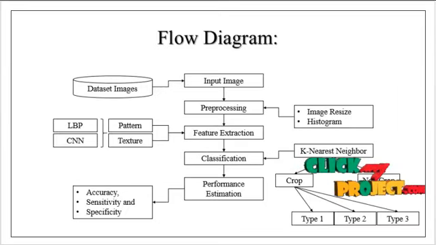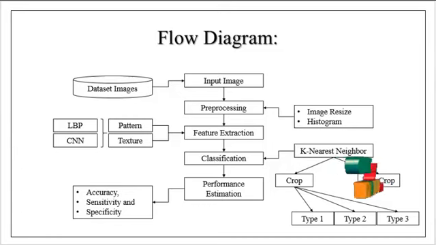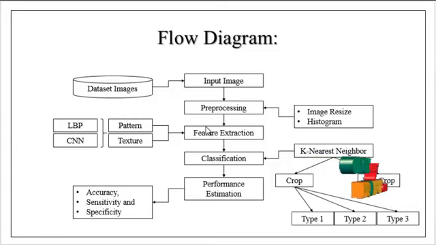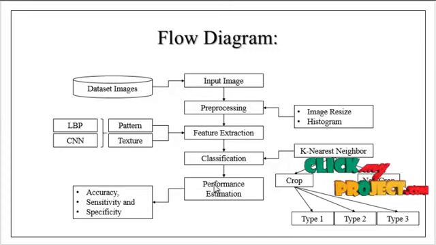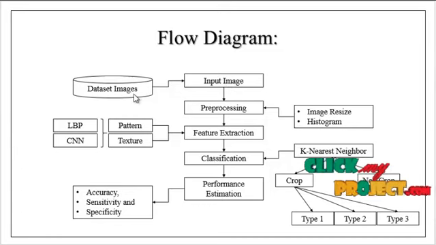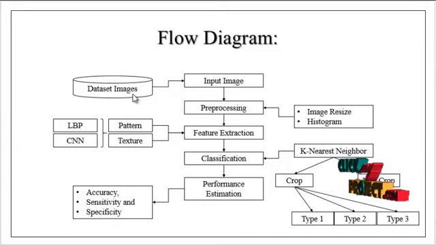Now we are going to discuss the flow diagram of the process. This is the overall working flow of this project. This project consists of modules such as input image, pre-processing, feature extraction, classification, then performance estimation. These are the 5 modules presented in this project. At first, the input image is taken from the dataset images. The dataset images consist of 2 categories of crop types. Hence, we can select any one crop type from the dataset.